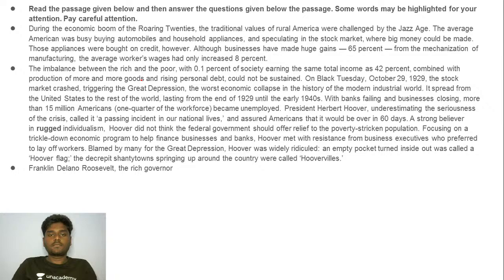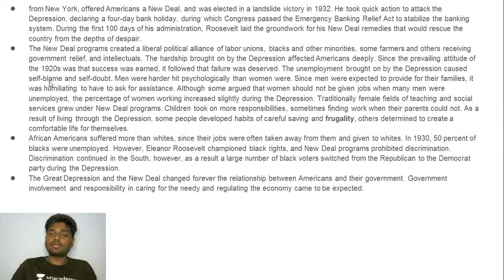It was launched in 1932 to combat the depression, declaring a 4-day bank holiday, during which Congress passed the Banking Relief Act to stabilize the banking system. The country laid the groundwork for the new ideas that would rescue it from the depths of debt. And New Deal programs created a liberal political alliance of labor unions, black minorities, some farmers and others receiving government relief and benefits. The depression affected Americans deeply.